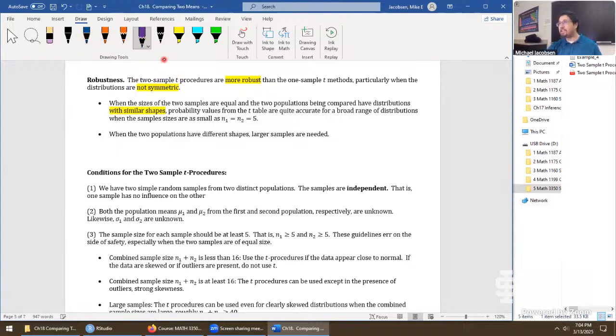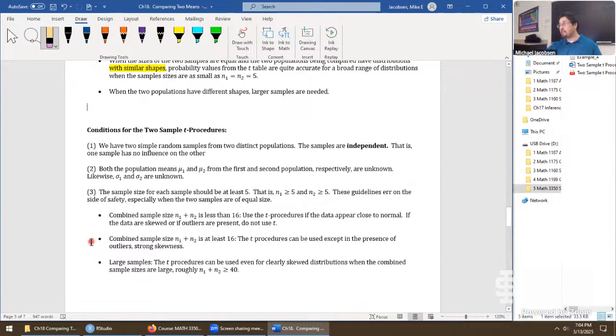And let's say they're both skewed to the left, maybe both skewed to the right. If they have similar shapes, even better. We have a lot of extra leverage here when we're dealing with two samples and we're just trying to tell the difference.